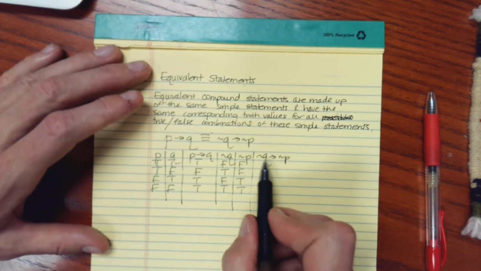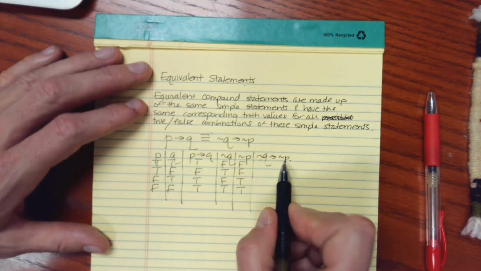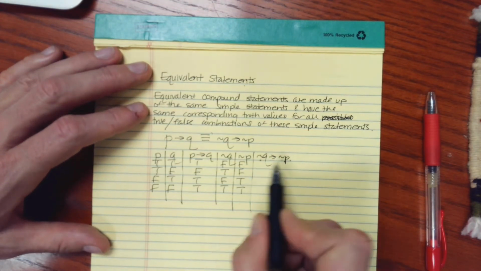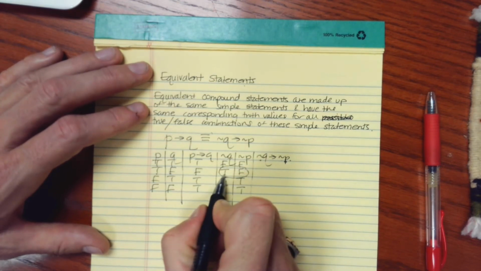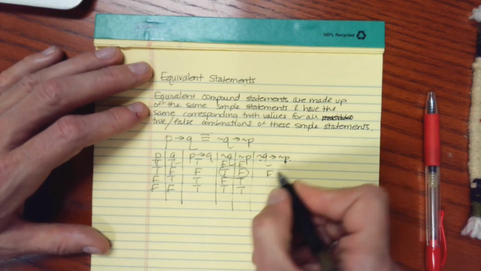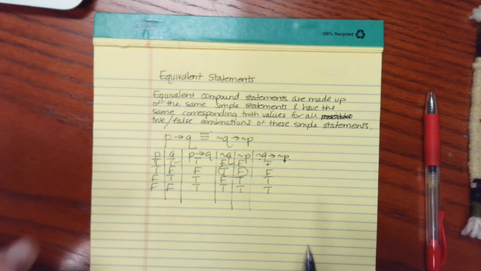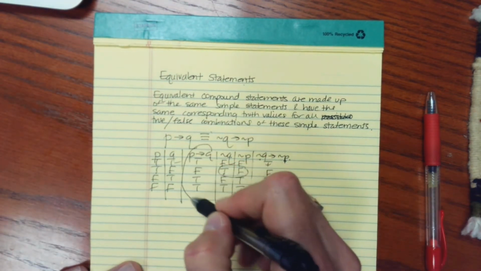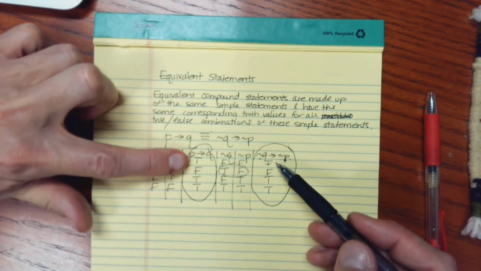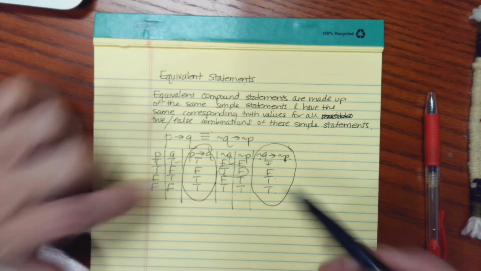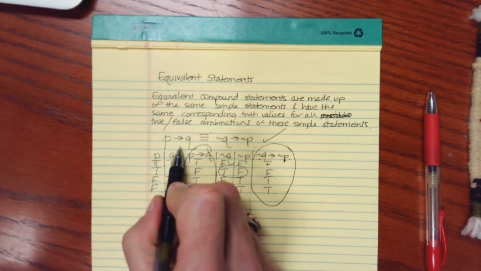And here is the if-then statement. Again, an if-then is false when the antecedent is true and the consequent is false. So here's a case where the antecedent is true and the consequent is false. And in every other case, it's true. Now, look at the entries in this column and this column. Notice that they go true, false, true, true. They match. And so, in fact, these are equivalent statements.